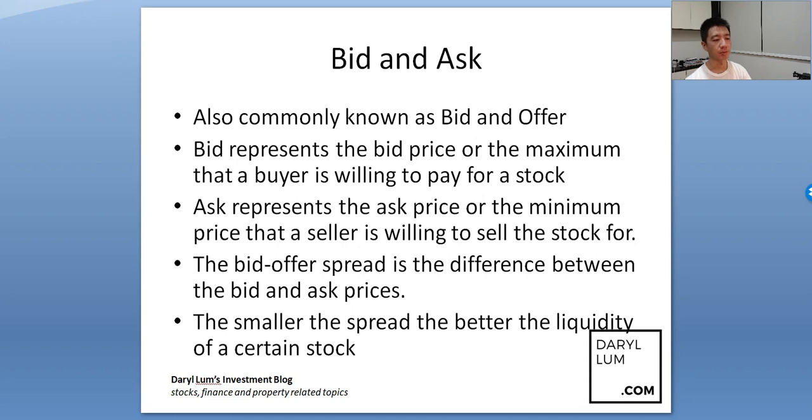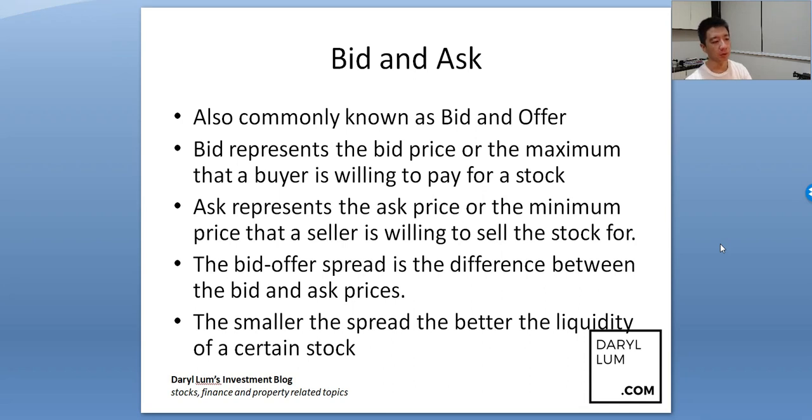Then the ask represents the ask price, or the minimum price that a seller is willing to sell the stock for. So if in this same scenario the price is now $8.50 or maybe $8.70, the seller says, oh, I am willing to sell it at maybe $9. So the seller will put in an ask price of $9 to try to make an order in the market.